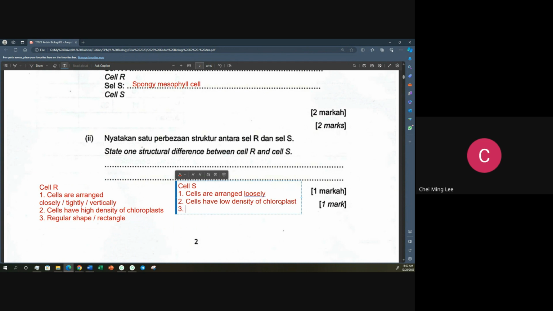Okay, and it's irregular shape. Okay, so choose any one of them.